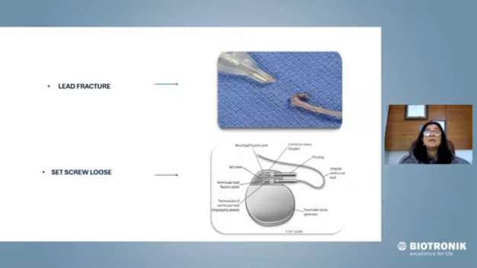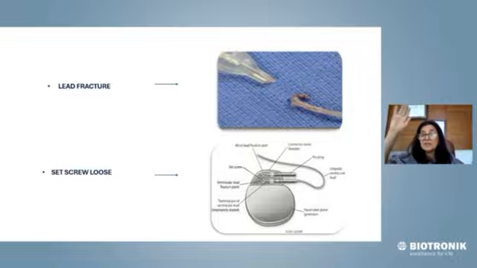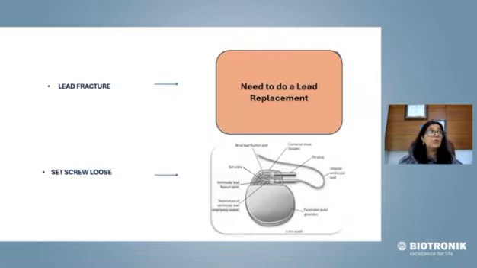Now look at this. This lead fracture, these things have happened. And if this is a lead fracture like this, how will you identify? The patient will come in an electrical storm receiving shocks. And when you interrogate the device, the impedance will be very high. Of course, when you have a lead fracture, you will have to replace the lead.